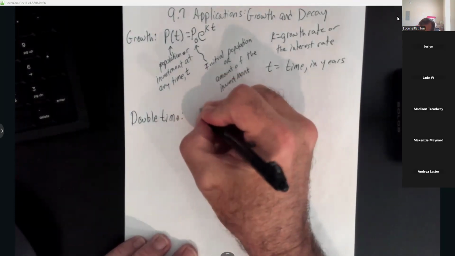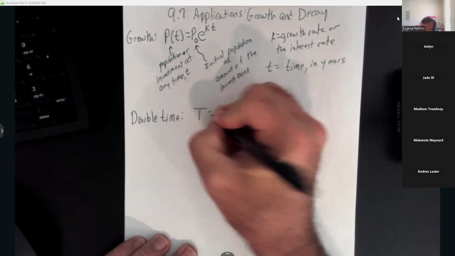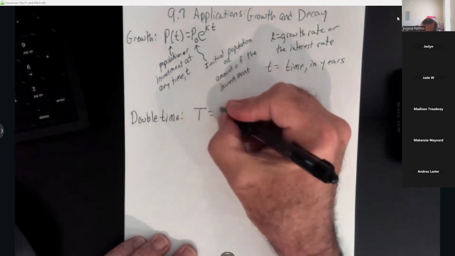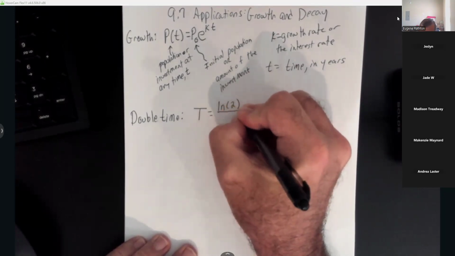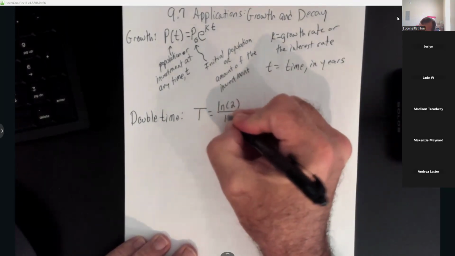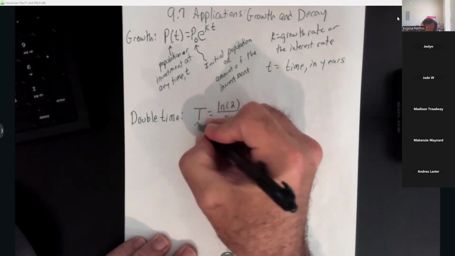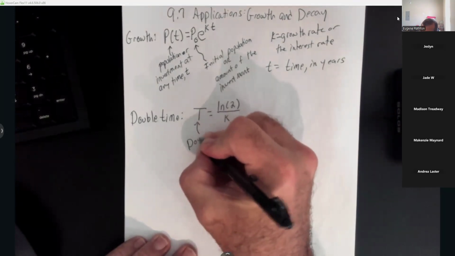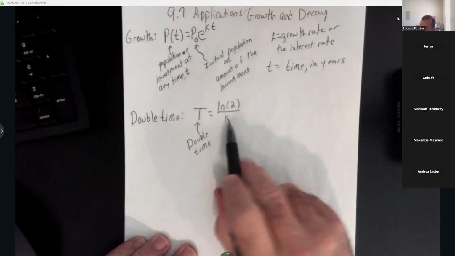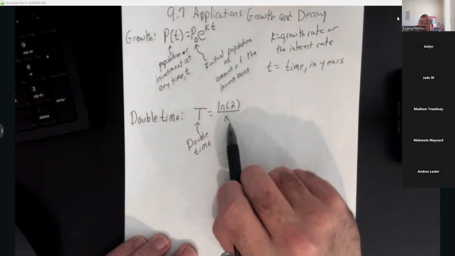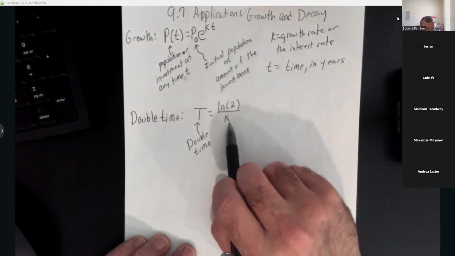And that formula has a capital T, which stands for double time. That's going to equal the ln of 2 divided by k. So T, when it's capital, is double time. And y'all, k is still my growth rate. It's got to be in decimal form in here, okay?